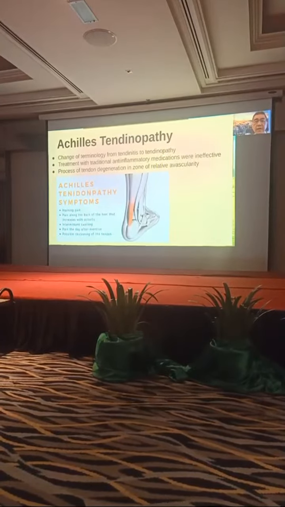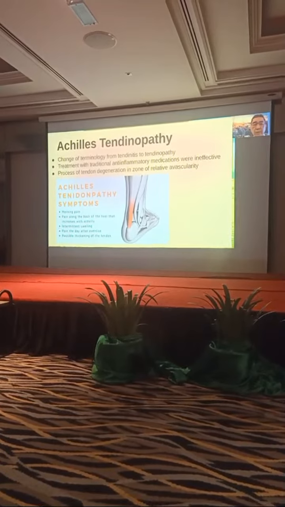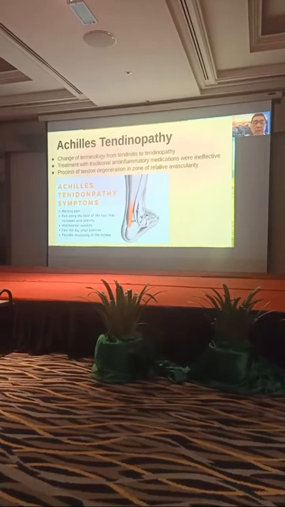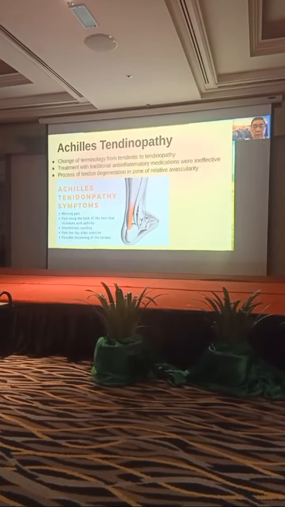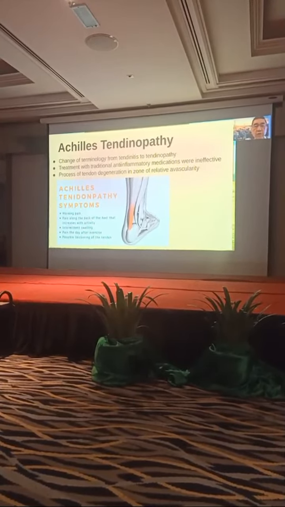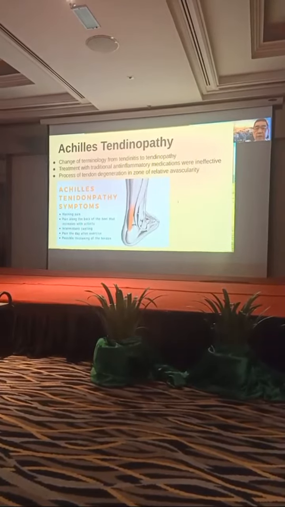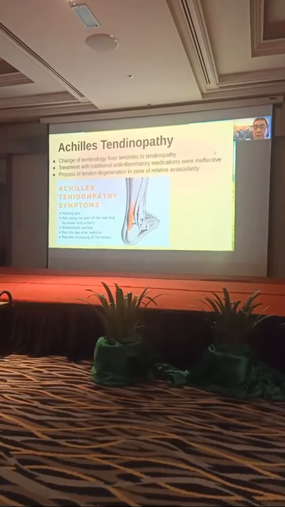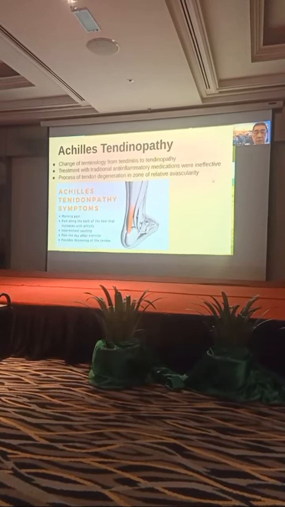Next, we have Achilles tendinopathy. This term, tendinopathy, came about because in the past it was thought that it was a form of tendinitis, which implies inflammation. But further histological research showed that it was actually a form of degeneration, and that any anti-inflammatory medications were actually ineffective in the treatment of such conditions.